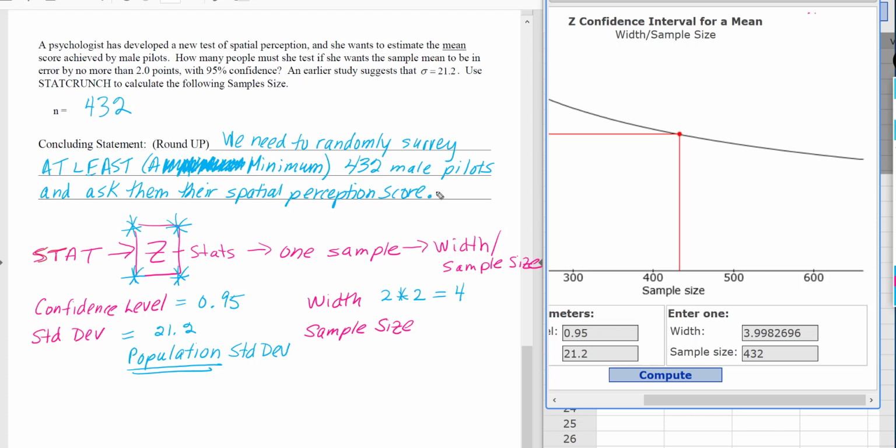Now again, you can ask a whole lot more sorts of things. You can include the 95% confidence, you can include the error of 2 points, you can include the 21.2, you can include to estimate the mean score achieved. I like to try and keep it simple and keep those 2 bits of information. How many people do we need to survey, the minimum number of people we need to survey, and what you would ask them.